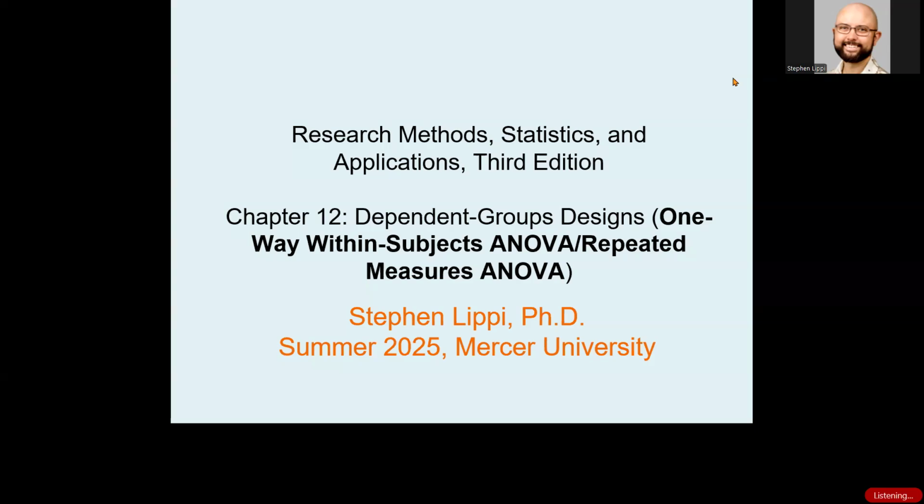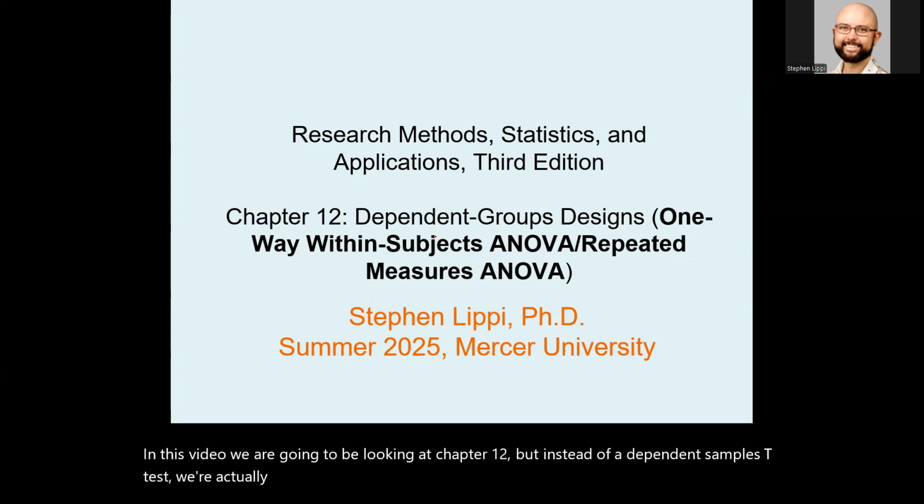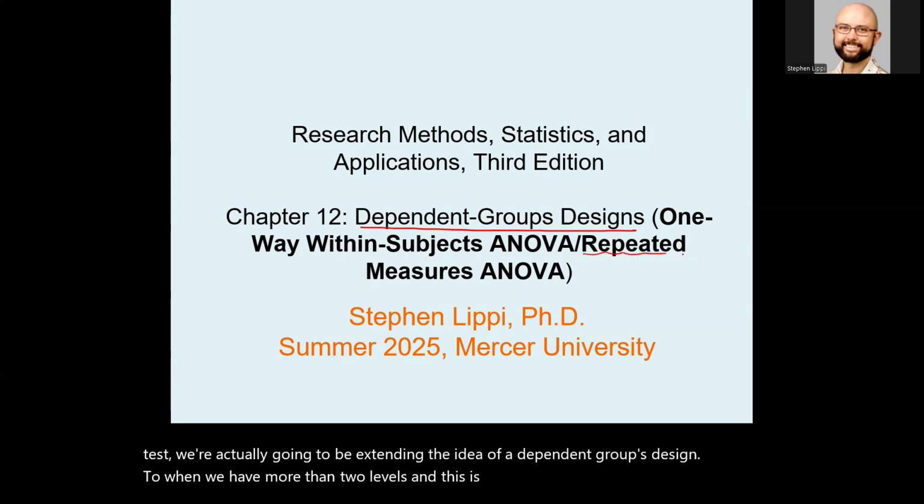In this video, we are going to be looking at chapter 12, but instead of a dependent samples t-test, we're actually going to be extending the idea of a dependent groups design to when we have more than two levels. And this is what is known as conducting a repeated measures ANOVA.